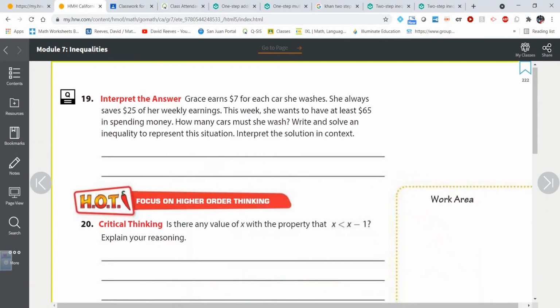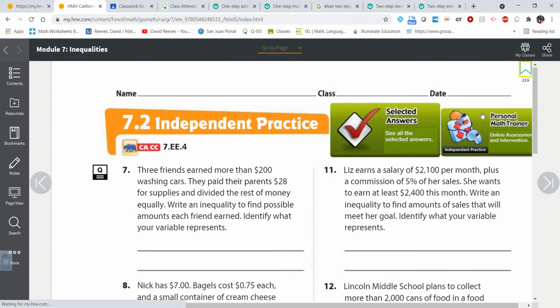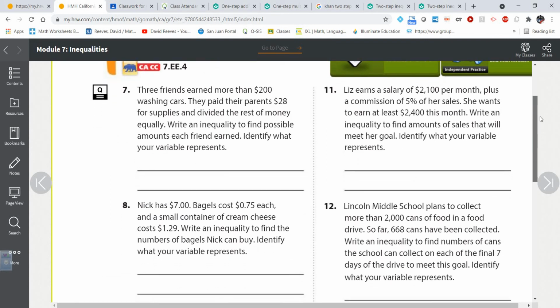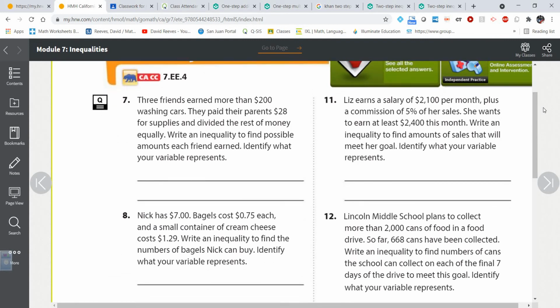Okay, now I want to actually go back in time, see if I can get it right this time to page 215, because they have some more word problems back in the previous section. All right, it's another car wash problem. 3 friends earned more than $200 washing cars. They paid their parents $28 for supplies and divided the rest of the money equally. Write an inequality to find possible amounts each friend earned.